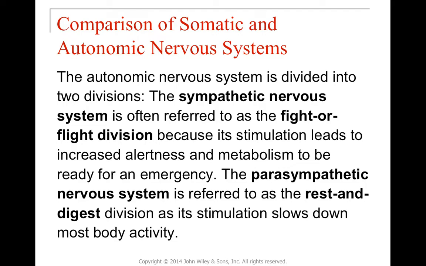So again, there's multiple different ways that we can dissect the nervous system, right? We dissect it into somatic versus autonomic, and then the autonomic is further divided into the sympathetic versus the parasympathetic. And while I touched on this previously, now is a moment for me to flesh it out. The sympathetic nervous system is often referred to as fight or flight simply because it leads to things like alertness and increased metabolism so that we're able to be ready for whatever that emergency is. The parasympathetic nervous system is the opposite. It's referred to as rest and digest, and its stimulation slows down most body activity, but is going to increase digestion.